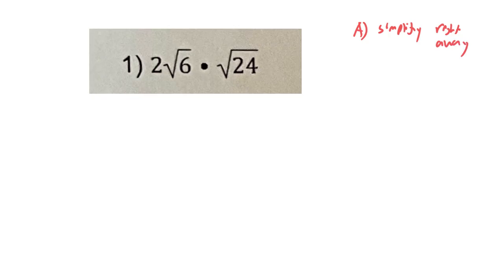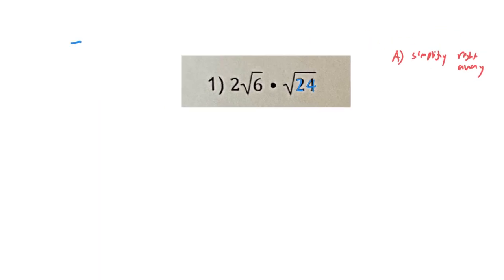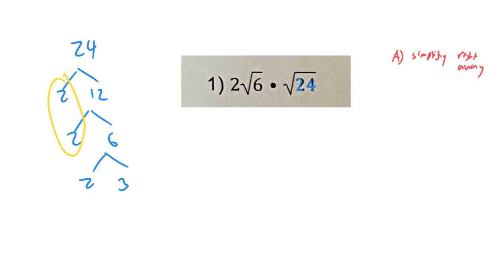When you do that, it really draws our attention to this 24. The radical 6 is as simplified as could be, but this blue 24, on the other hand, hopefully we're recognizing, could be broken down. So it's like 2, 12, 2, 6, 2, and 3. There's this pair of 2's, which would mean that one of these would get out of the radical, and then you'd have a 6 left over.